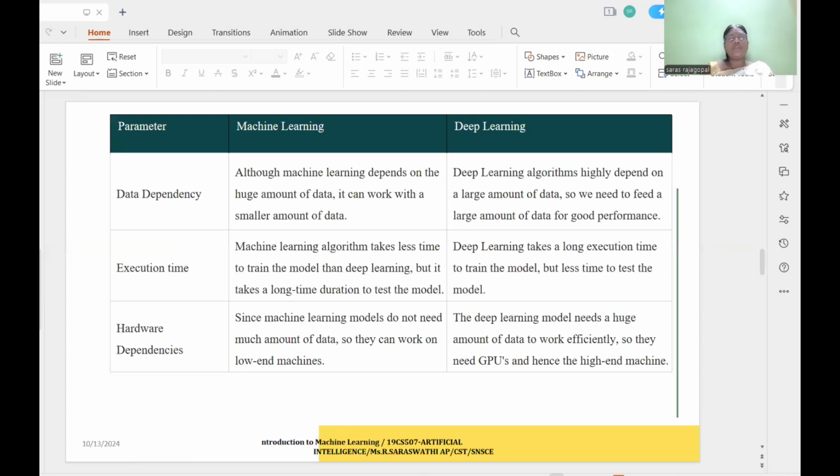These are some of the differences between machine learning and deep learning according to the parameters: data dependency, execution time, and hardware dependency. Machine learning mainly deals with a huge amount of data, but it can work with a smaller amount of data. Deep learning is highly dependent on a large amount of data, so we need to feed a large amount of data for good performance. Execution time: machine learning takes less time to train the model than deep learning, but it takes a long time to test the model. Deep learning has a long execution time to train the model, but less time to test the model. Since machine learning models do not need much data, they can work on low-end machines. But deep learning needs a huge amount of data to work efficiently, and needs more than a CPU, a high-end machine.